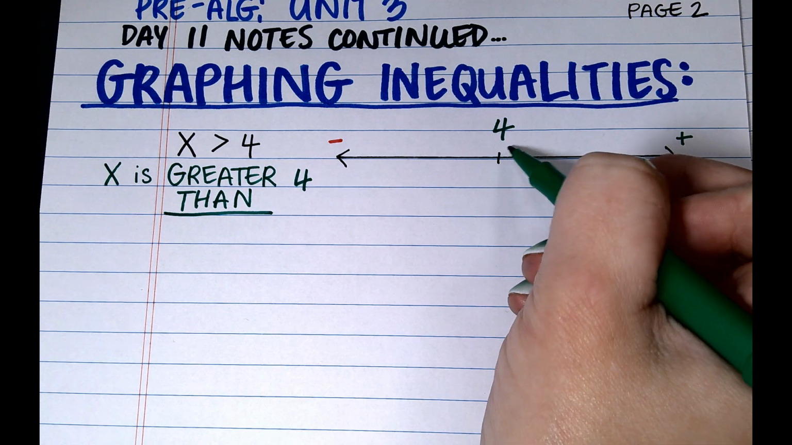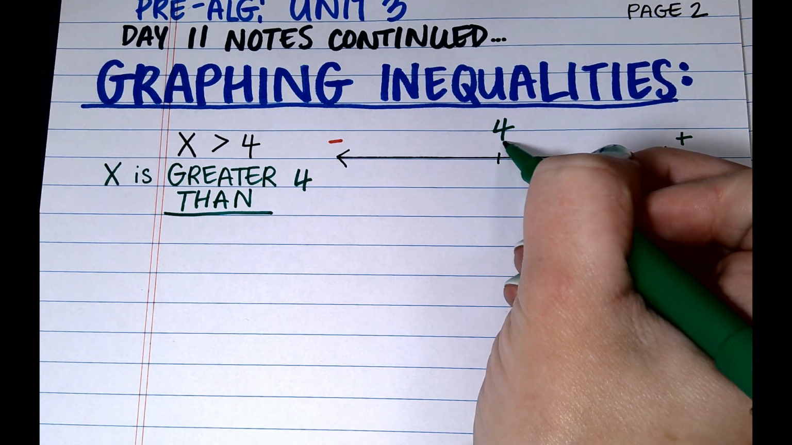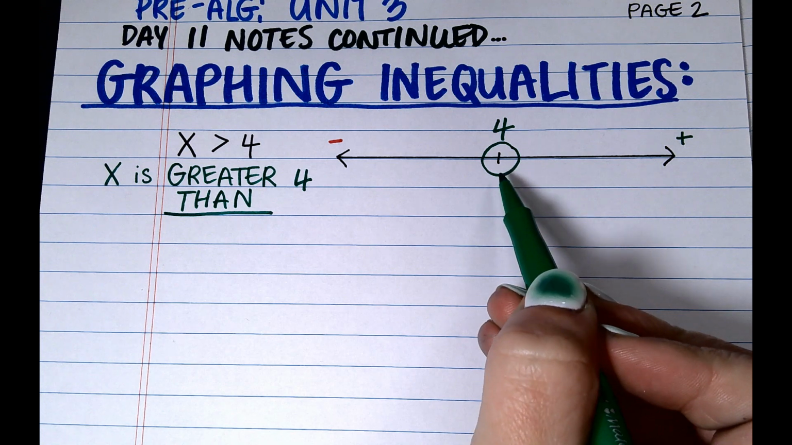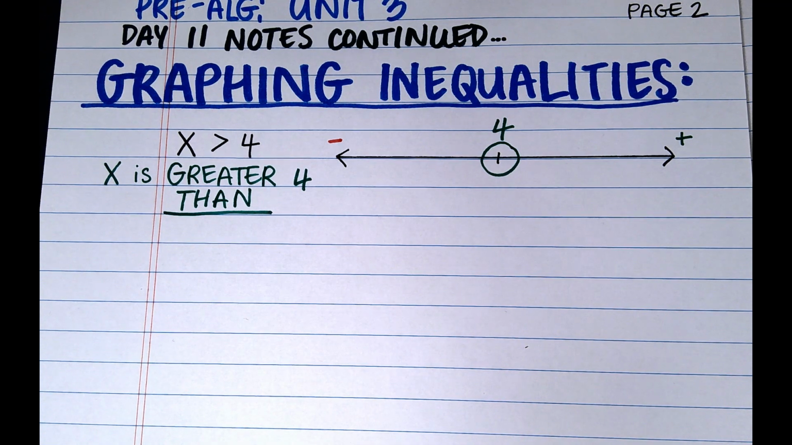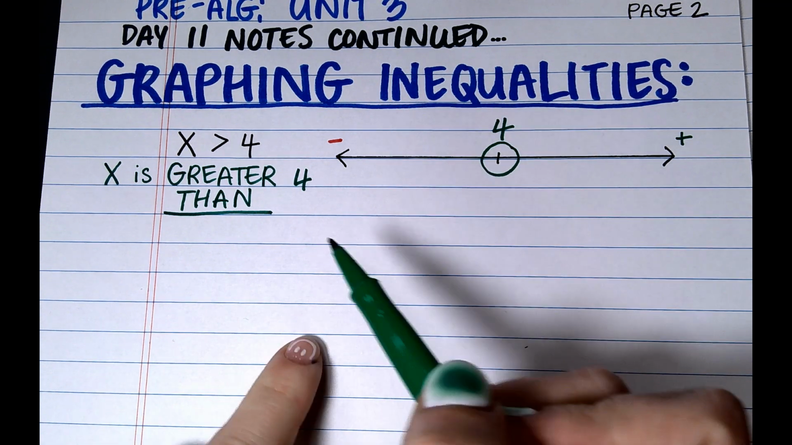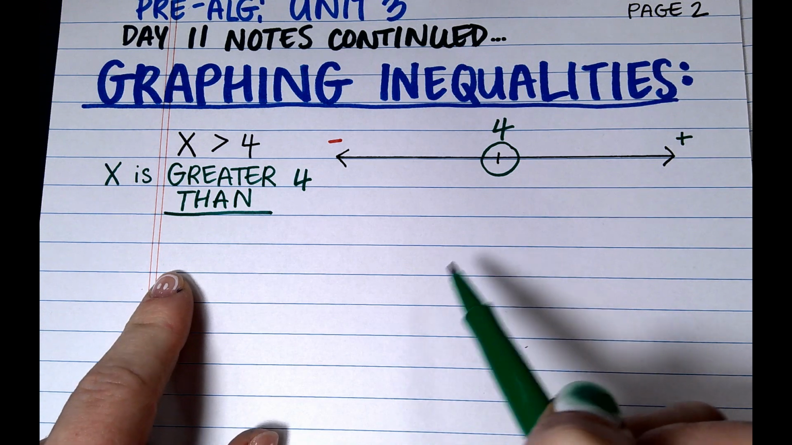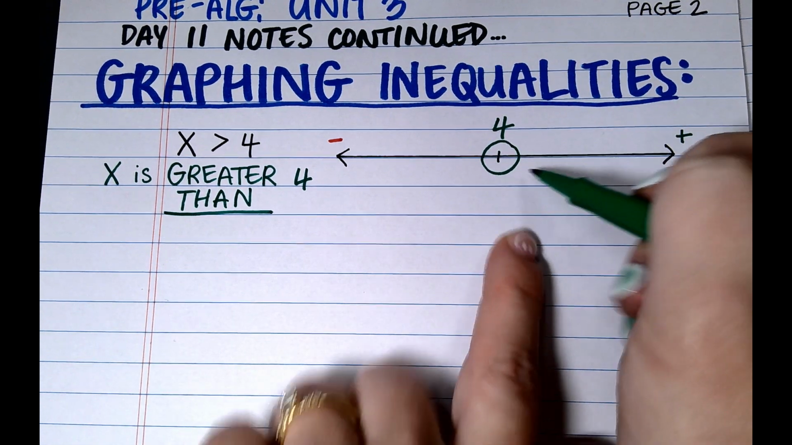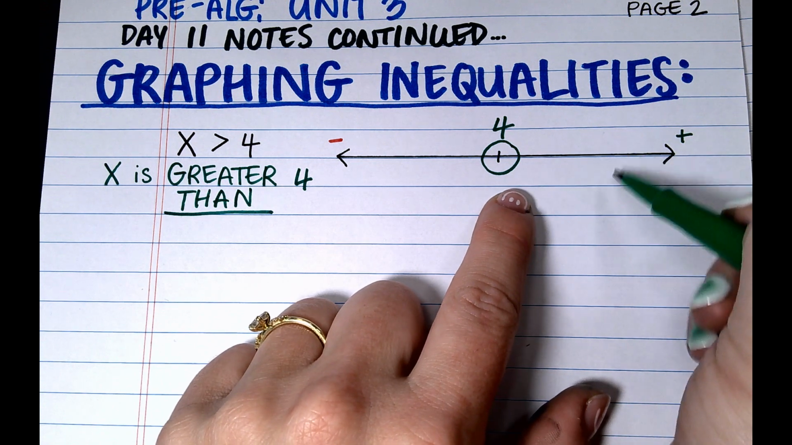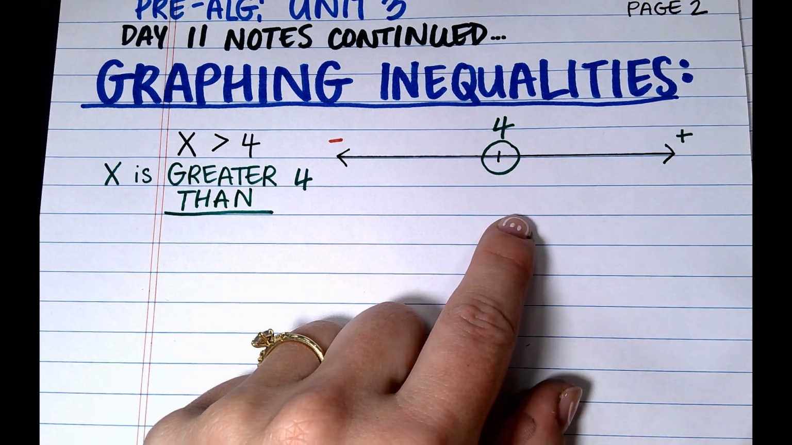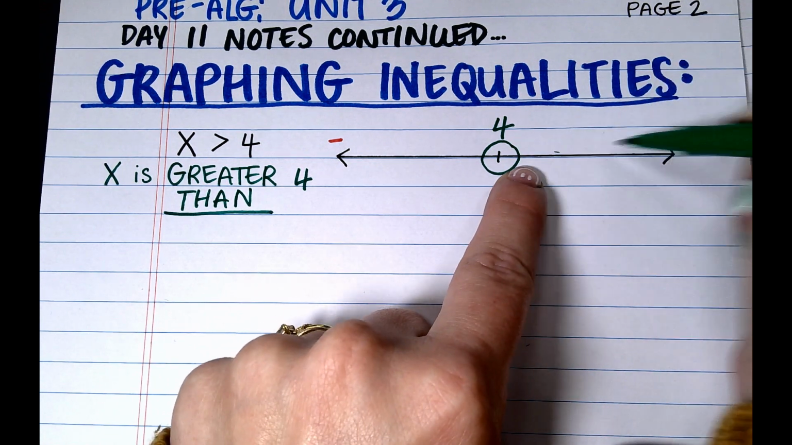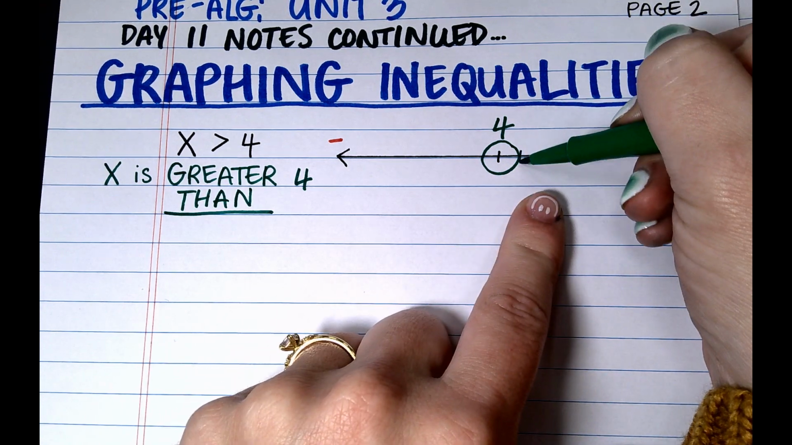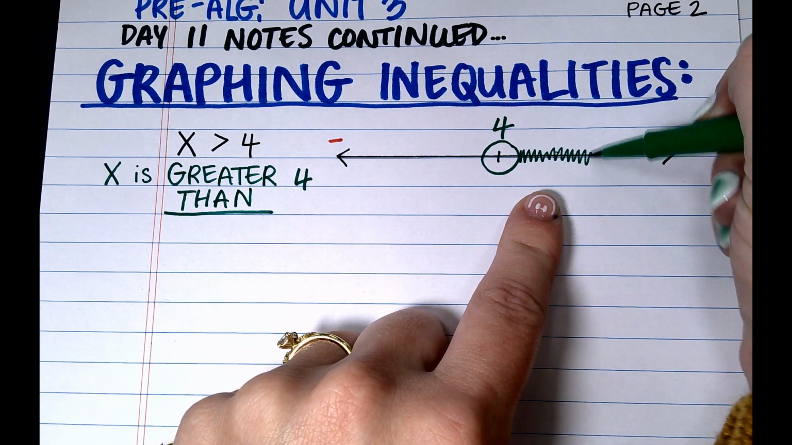Then, on this tick mark, we're going to circle it. And we are going to leave that circle open. Do not shade it in. And because x has to be a number that is bigger than 4, I'm going to color in all of the numbers that x could be. So to the right is all the numbers that are bigger than 4. So we just color it in like that.